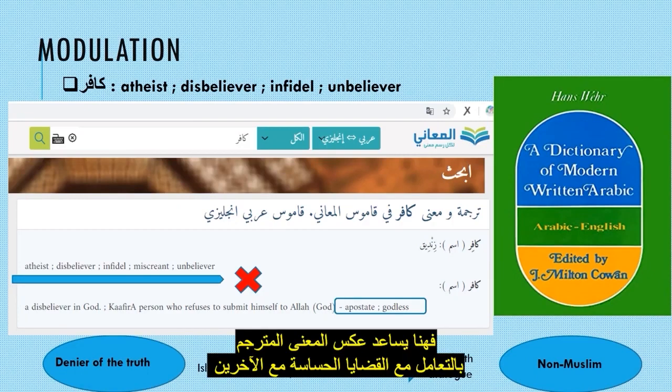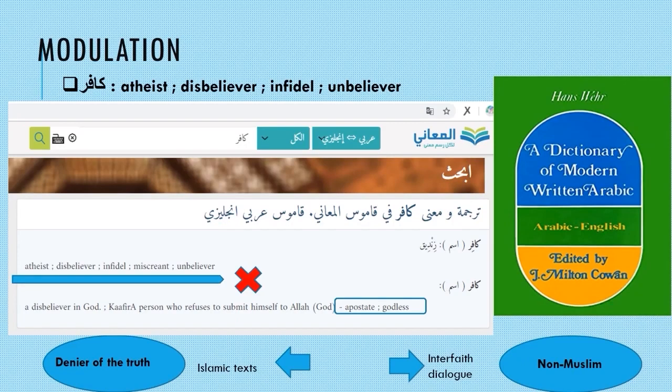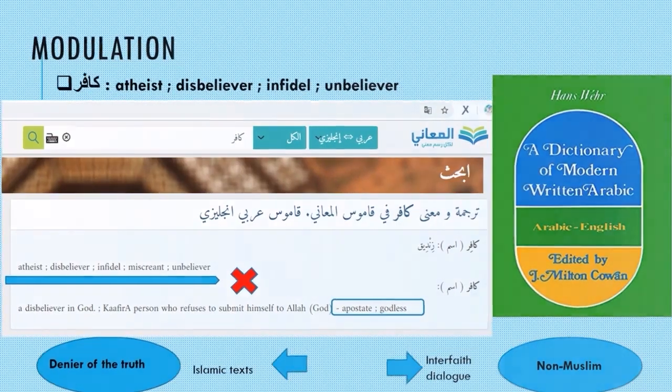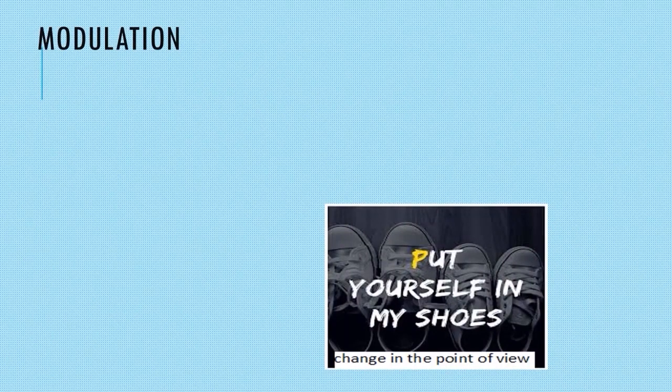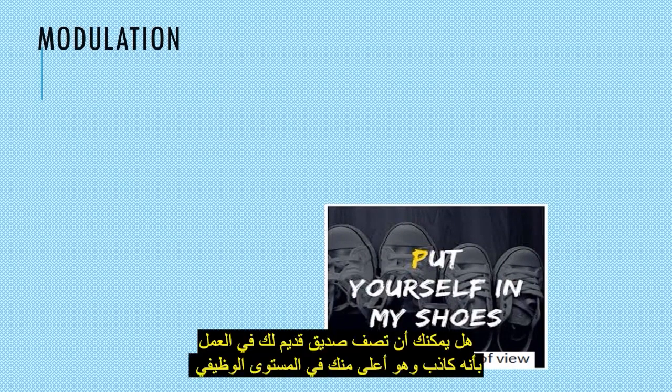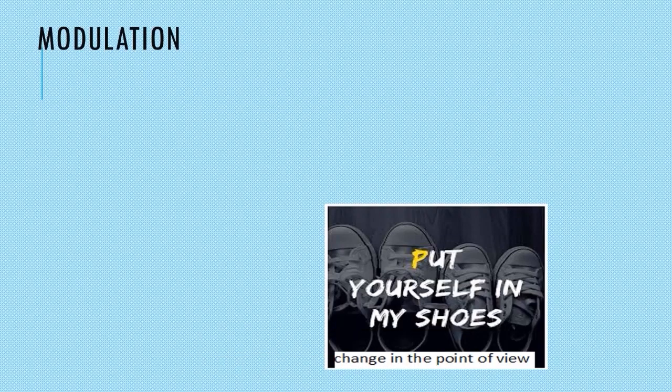Here, the negated opposite can make the translator handle sensitive issues with others. Another example, the word كاذب. Can you call your close friends liars? Can you call an old colleague who is more senior at work a liar? كاذب?